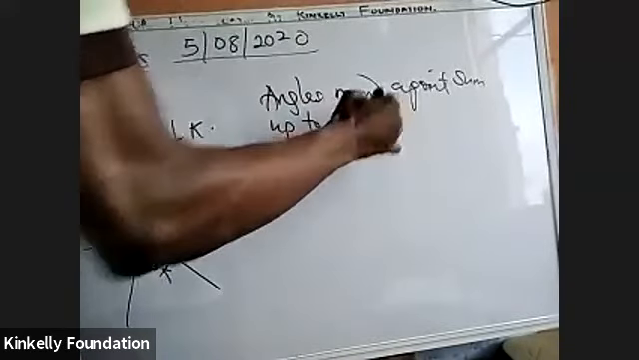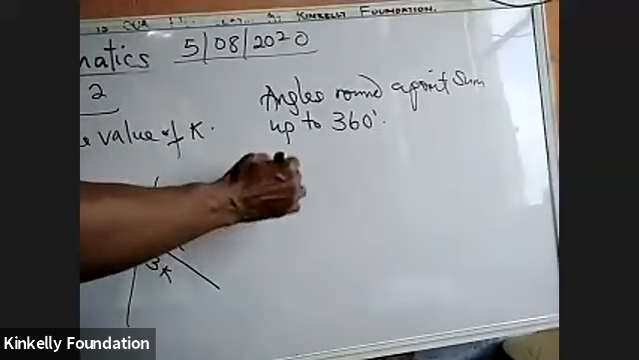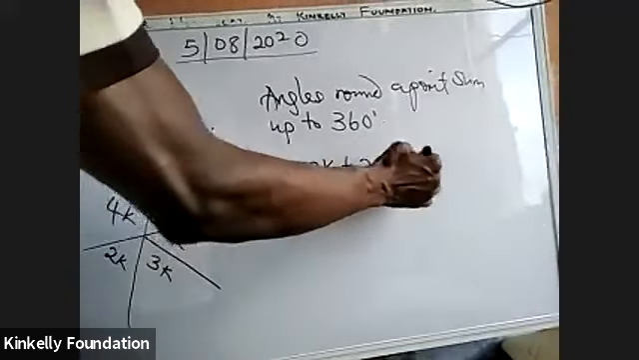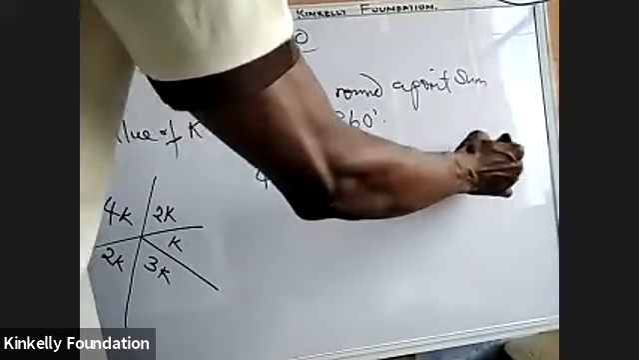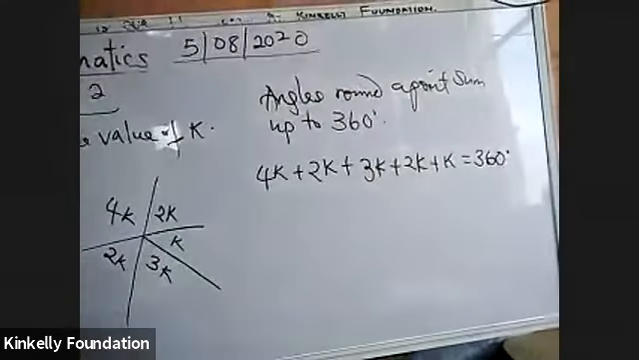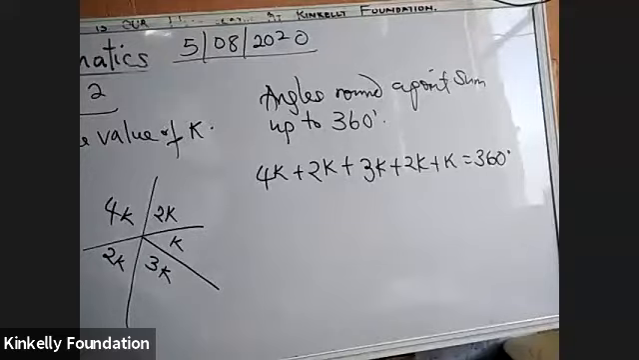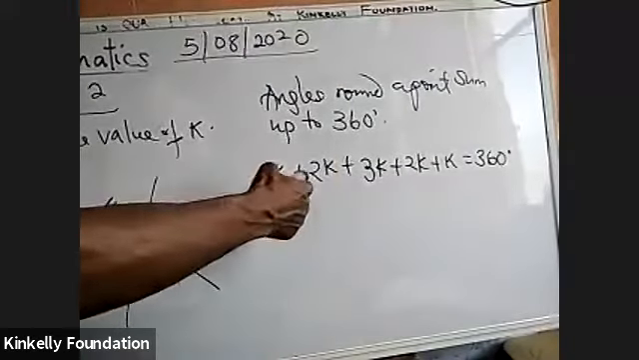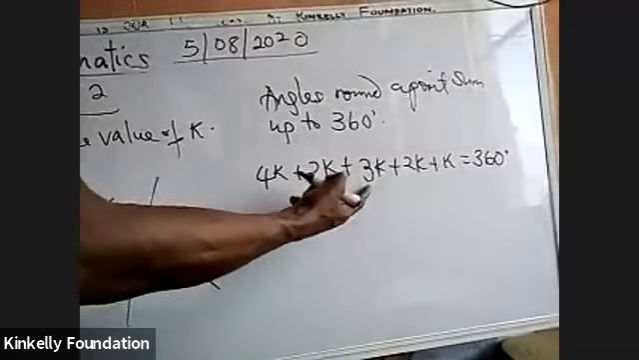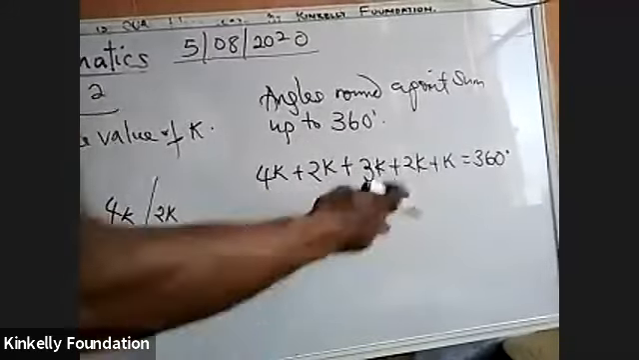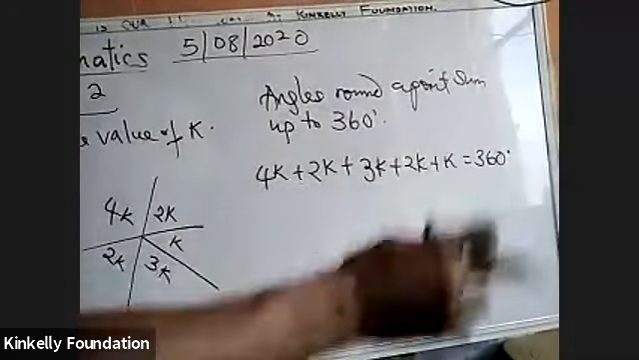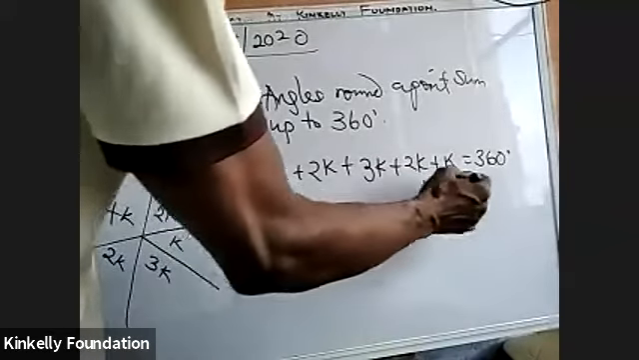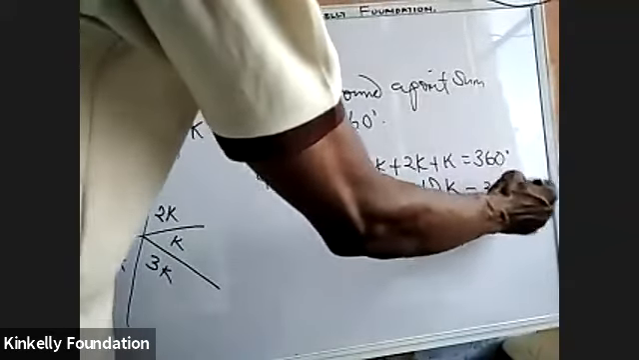sum up to 360 degrees. So this means that 4k plus 2k plus k is equal to 360 degrees. Having noted this, we now have that when you sum, 4k plus 2k is 6k, 6k plus 3k is 9k, 9k plus 2k is 11k, 11k plus 1k is 12k, equal to 360 degrees.